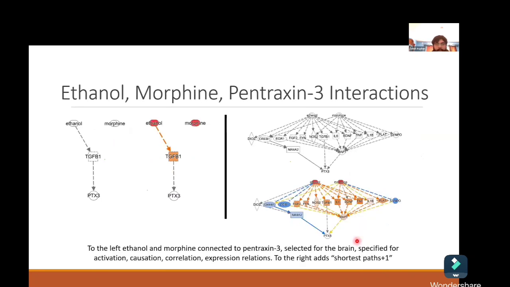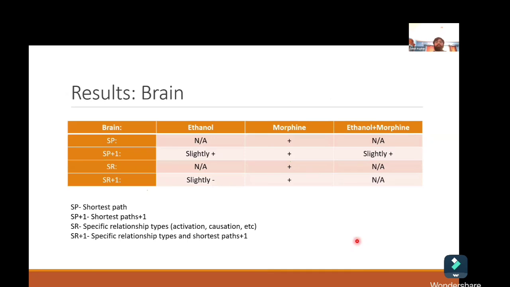Okay, so to summarize those results, we find that for ethanol, for some of our specifications, there was no predicted activity seen. However, in the shortest paths plus 1, we found that there's predicted activation, slight predicted activation, and for the specific relations, there was a slight predicted inhibition. Morphine, there was predicted activation, and for the most part, ethanol plus morphine, there was no activity that was found.